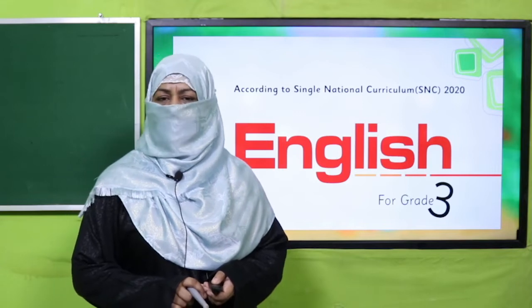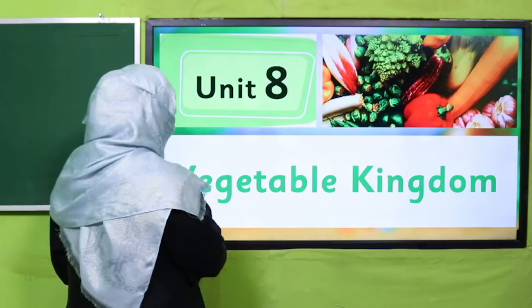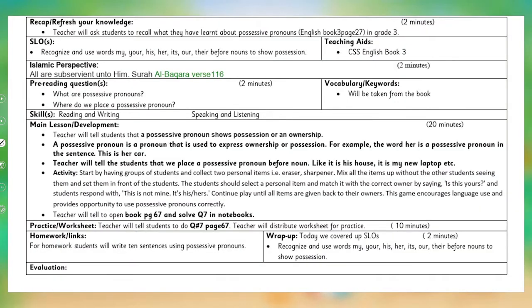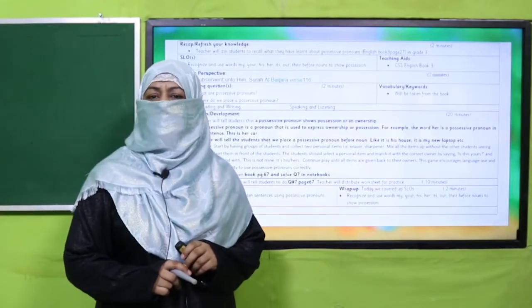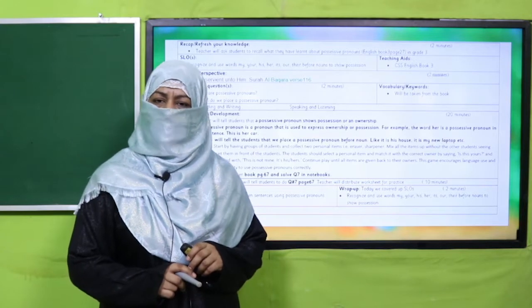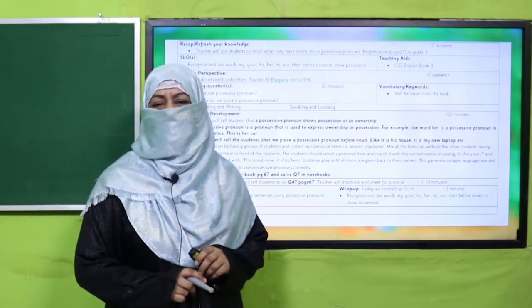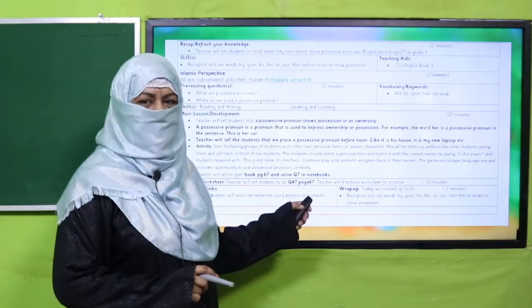We are learning Unit 8. Its title is Vegetable Kingdom. My dear fellow teachers, this lesson plan, PowerPoint presentation and worksheet links are given. You may click it, download it, follow it as it is or modify it for your convenience. I'm going to deliver my lecture according to this lesson plan.